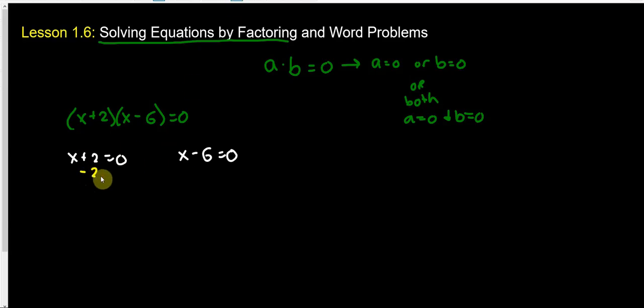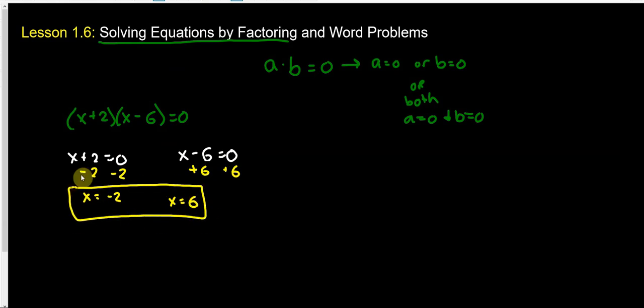So I have two very easy equations now to solve. For this one I would subtract 2 from each side and x equals negative 2. Another possible solution: I need to get x by itself, so I could add 6 to both sides and x could be equal to 6. So as long as I have a polynomial equal to 0, once I factor it, I take each factor, set them equal to 0, and solve.